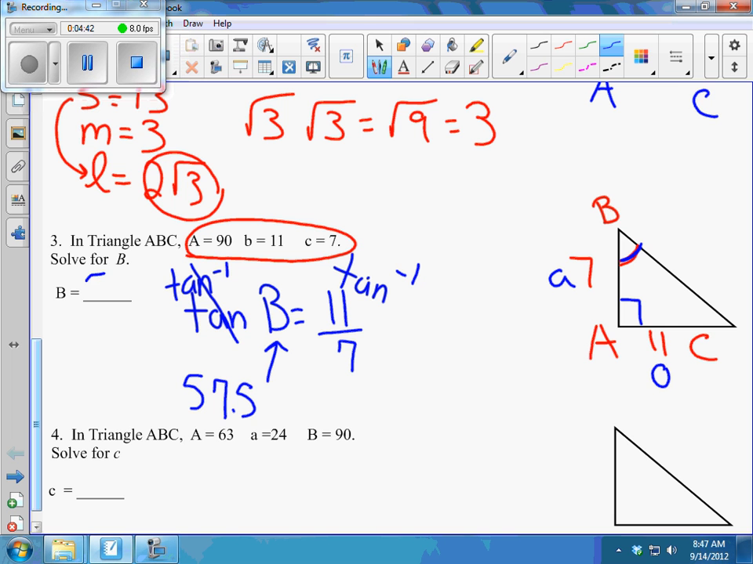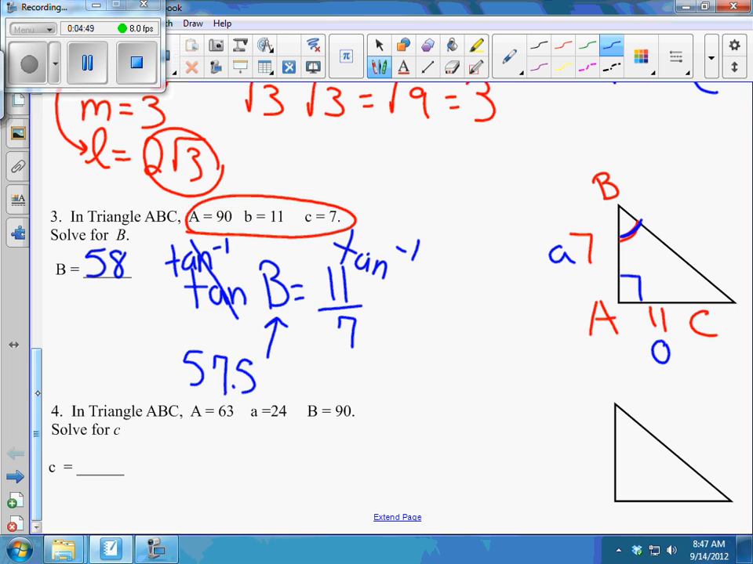So I'm just going to write down 58. And that's done for number 3. I don't have to find anything else. All right, let's go to number 4.